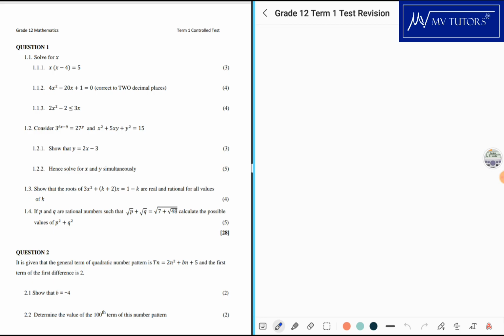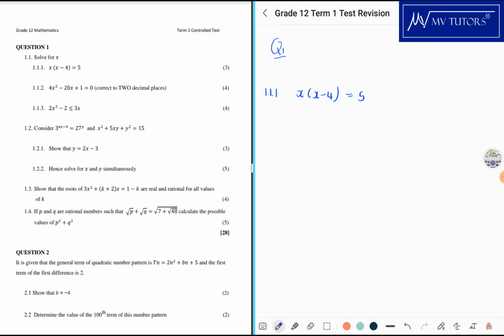And let's get to it. So, question 1. We are going to solve for x. Alright, this is where you should be accumulating your marks. Alright, and what are we going to do first?